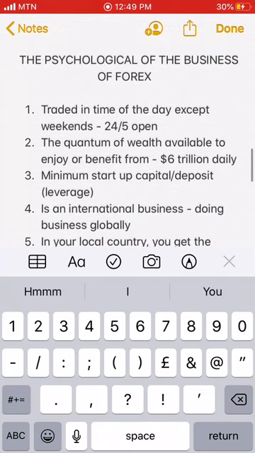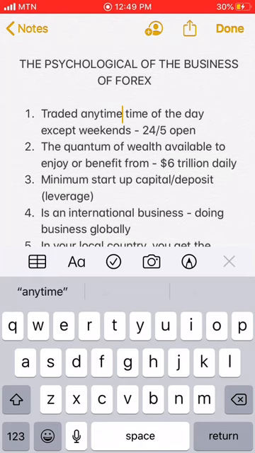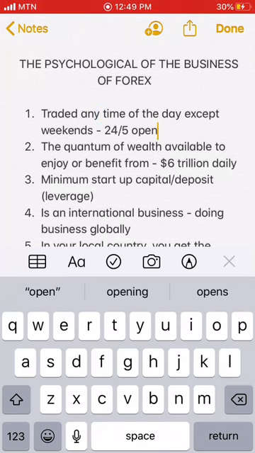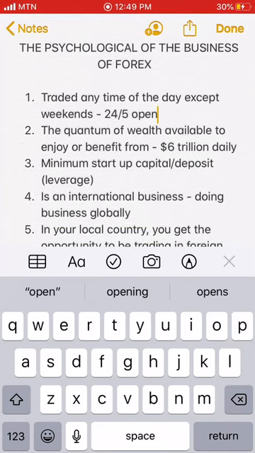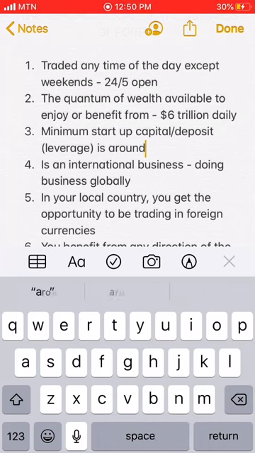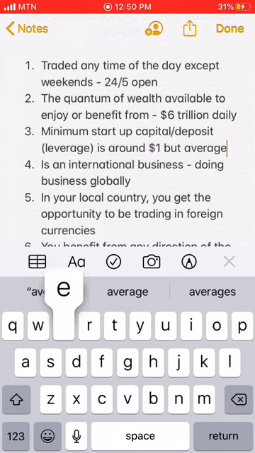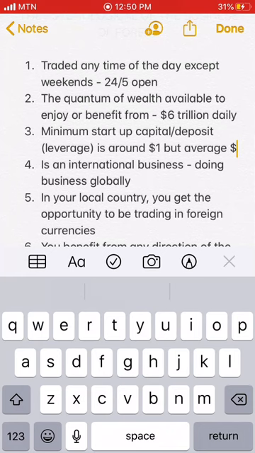And then I spoke to you about the psychology or the benefits of trading the forex market. Why am I saying all these things? Why am I encouraging everybody to know this? Because it's traded any time of the day, except the weekends. So it's a 24/5 market. Then the quantum of wealth available to enjoy or benefit from, $6 trillion daily. And then we have the minimum startup or capital deposit, around $101, but average $10 for most of the brokers.